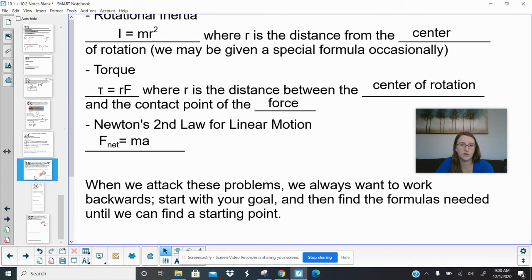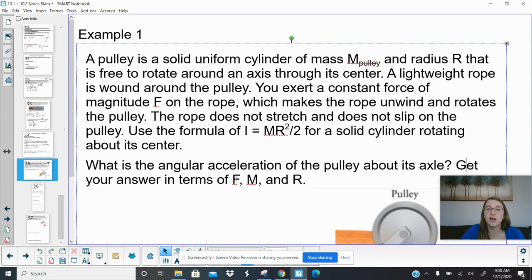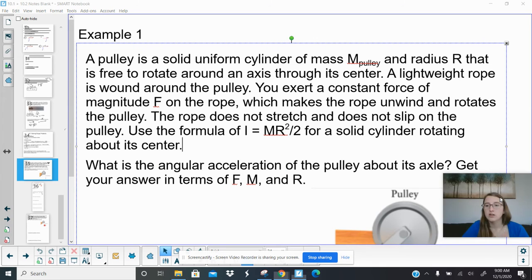So let's go ahead and start off with this first one. This first one is going to be abstract in that there's no numbers. This is a very common thing on the AP test, and I want to do a little bit more of it. I'm going to skip to the end here: our answer is going to be in terms of F, M, and R. So our answer is going to be an equation for the angular acceleration of the pulley. We could use this equation if we had numbers to get an answer, but I want to make sure we get some practice with this.